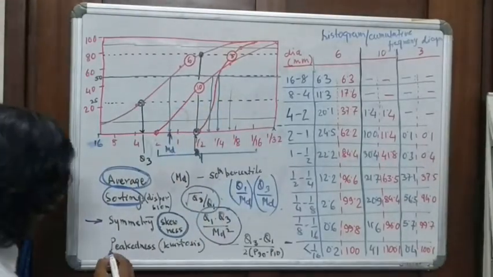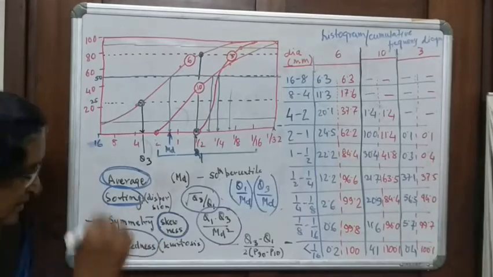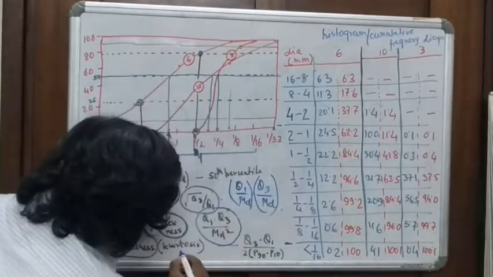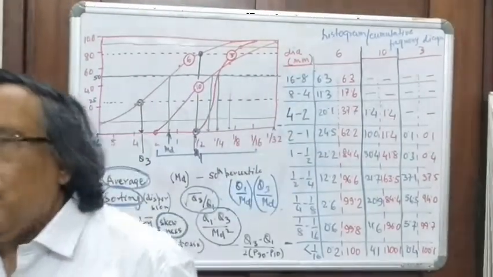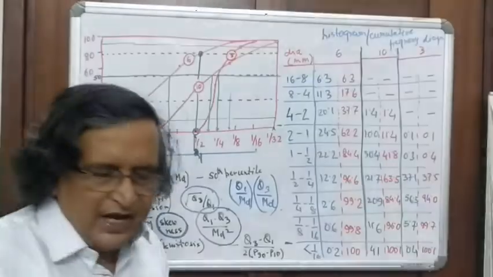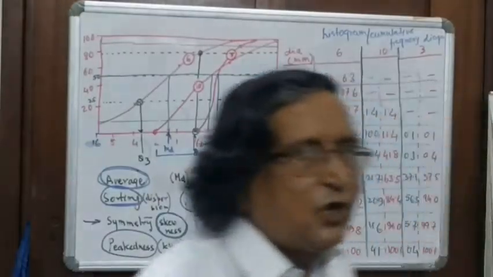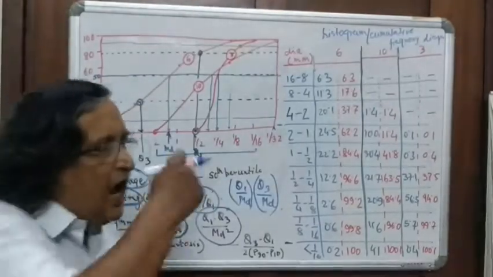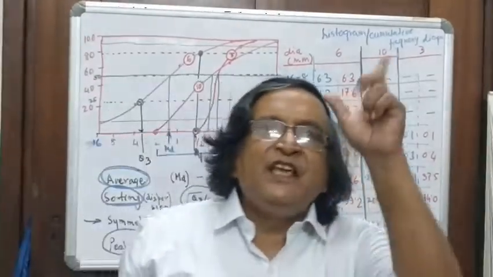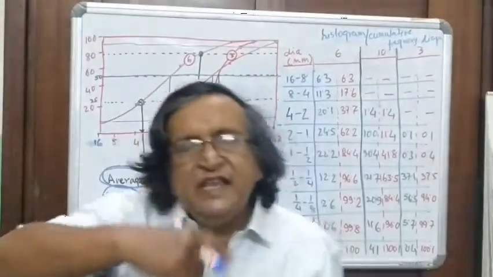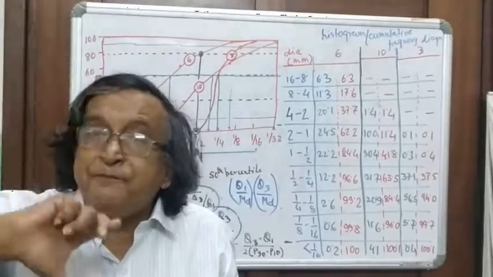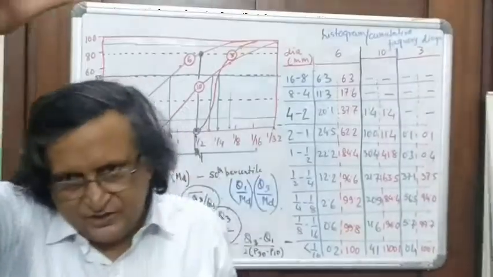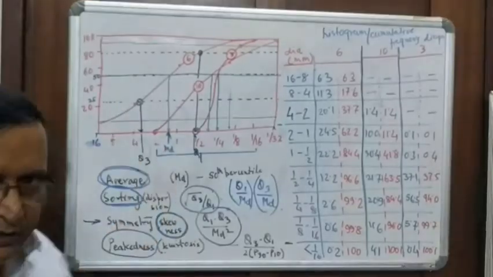Now the last parameter that is there is called peakedness, and this has a term called kurtosis. Kurtosis is the technical word for it. It's called the peakedness. Peakedness means how sharp is the peak of the histogram. That is what is called kurtosis. It's not the value that is important. It is the sharpness that is important. How sharp it is.